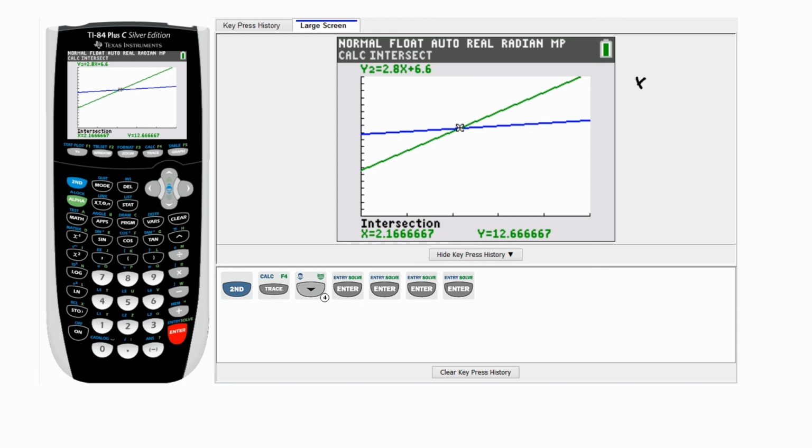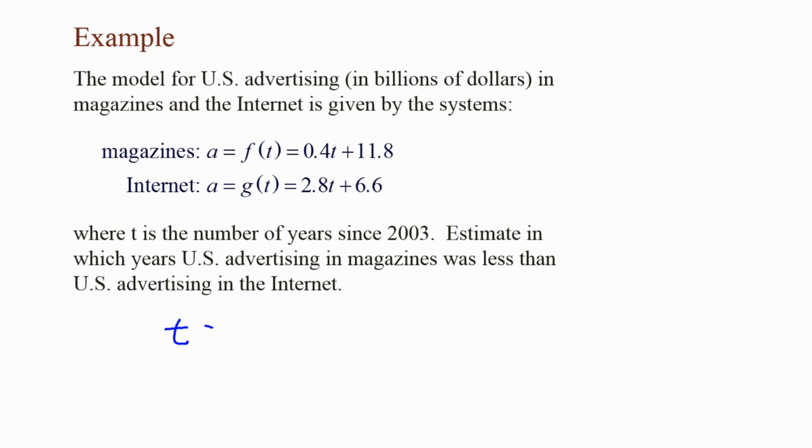X is 2.2 and Y is 12.7. Now we need to figure out when the advertising in magazines was less than the advertising in the internet. The magazine line would have to be lower than the internet. Our magazine line was blue, so it is lower to the right of where they cross. So our answer, T, is greater than 2.2.